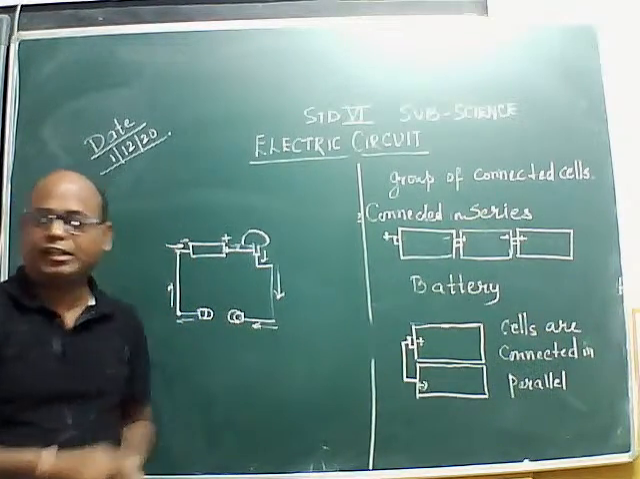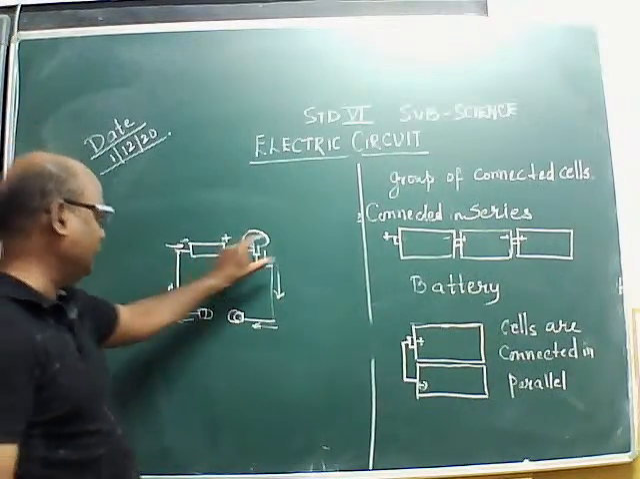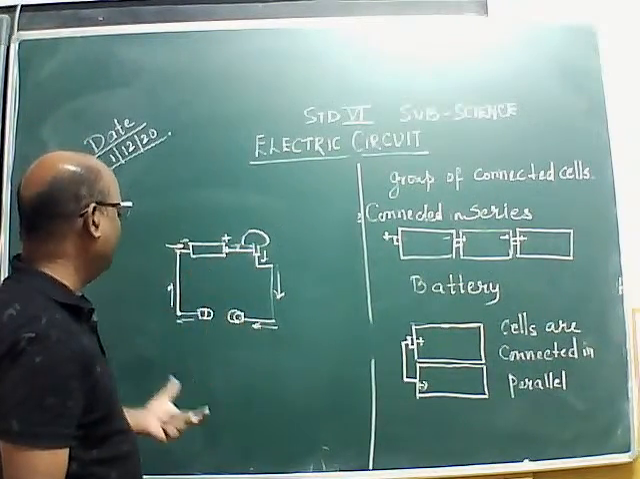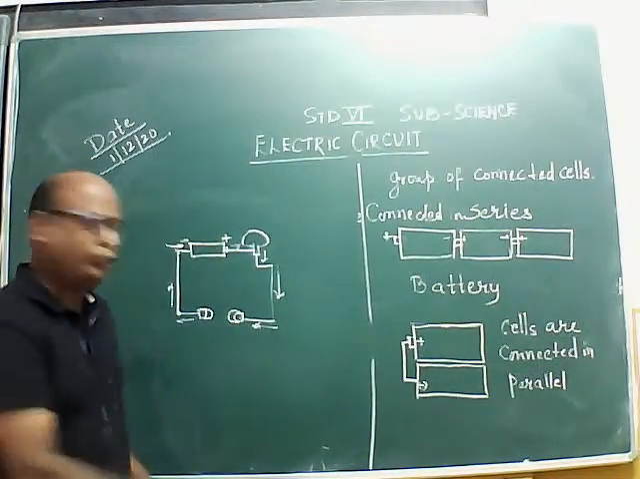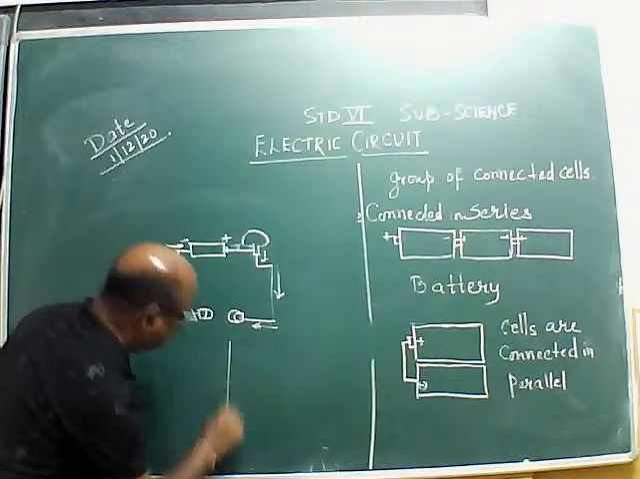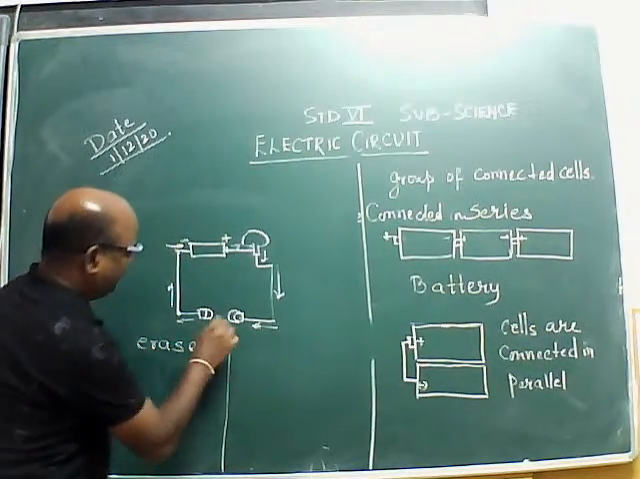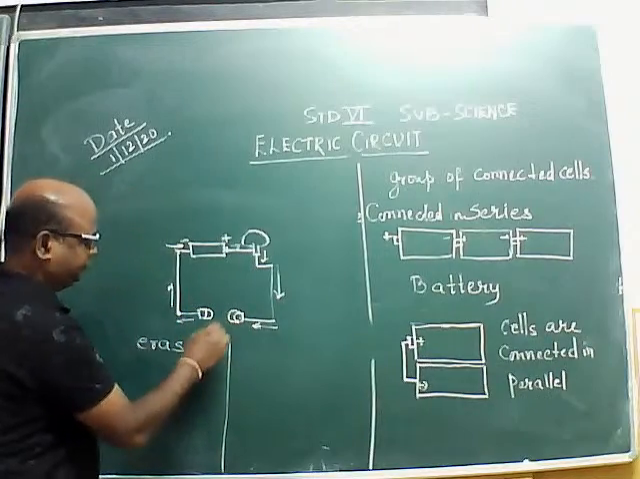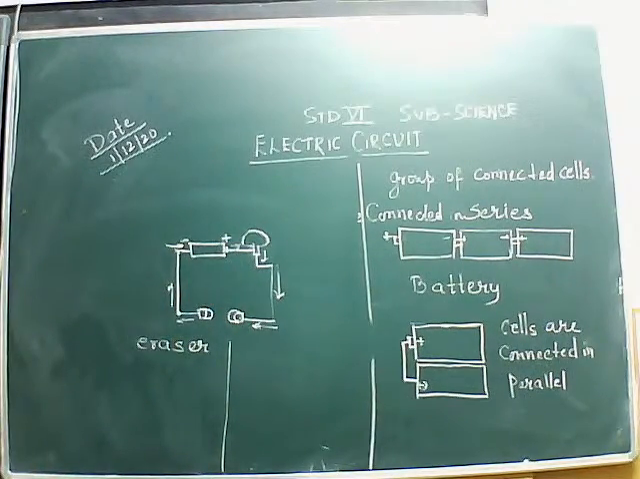Here yesterday I told you to do this activity. You take one cell, one bulb and connect it with a wire and connect the free ends with the two pins. Now if you keep an eraser here, whether this bulb will blow? All are telling me my voice is low. Whether that bulb will blow?